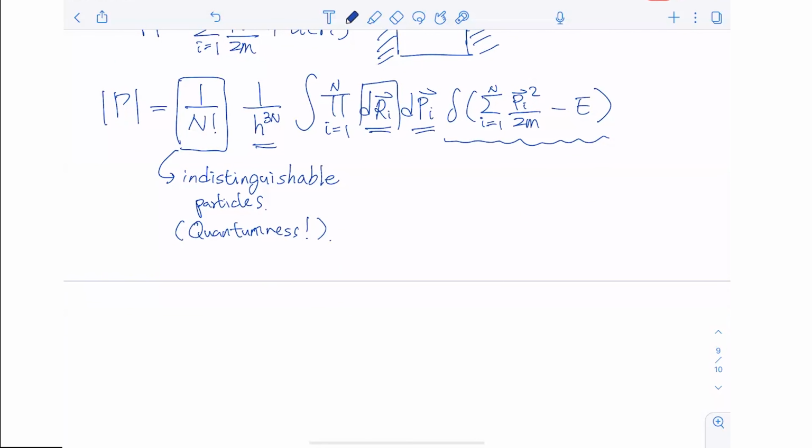As I mentioned, this integration over space is trivial. It will just give you the volume for each particle. Since we have n particles, we'll have a factor V to the power of n. And the n factorial is there, and the h to the 3n factor is still there. So the only non-trivial integral that is left is this momentum integral. Okay, and from the property of the delta function, we can take out the factor of 1 over 2m.